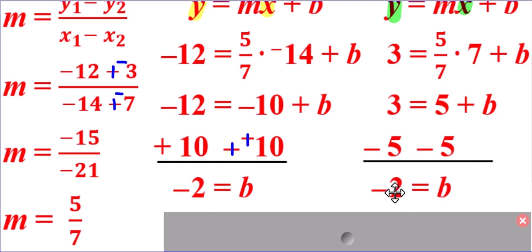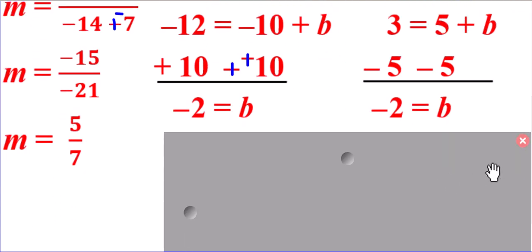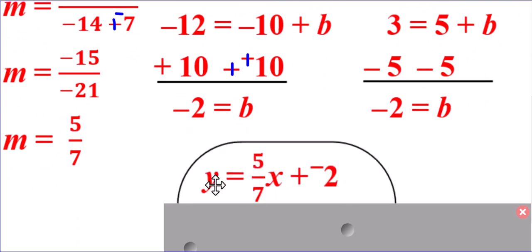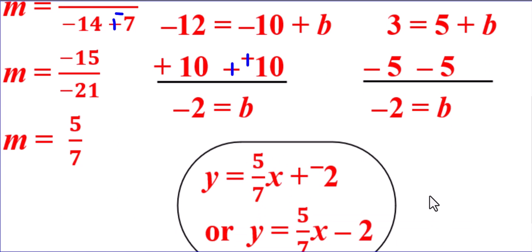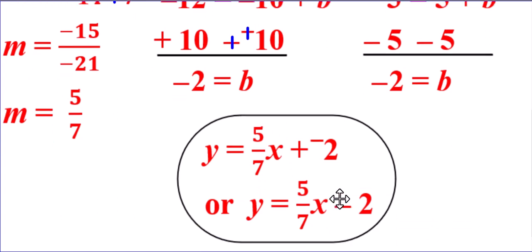So again, I don't care which way you did it, both methods of work will give you negative 2 for the b. And that makes our final equation, y equals 5/7 x plus negative 2, or you could write it the alternate way, y equals 5/7 x minus 2. And that, ladies and gentlemen, concludes part 2 of the guided notes on slope-intercept form.